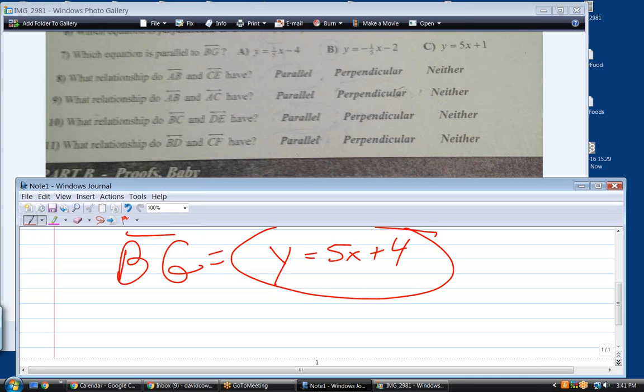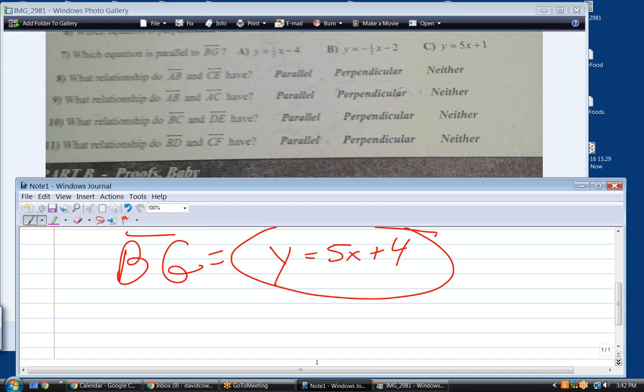So you'd have to find the reciprocal, right? No, that's perpendicular. For parallel, we're just looking for equal. Parallel is a lot easier. Parallel, you just have to find the slope that's the same. So which one of those, A, B, or C, has the same slope as our line?